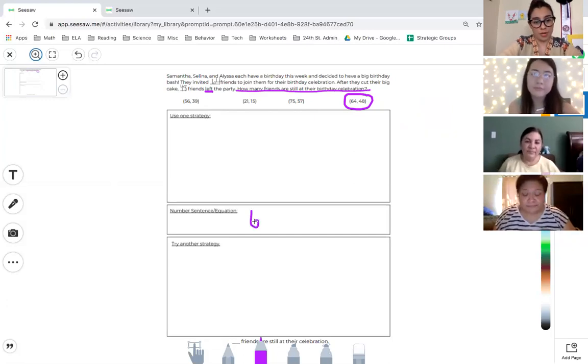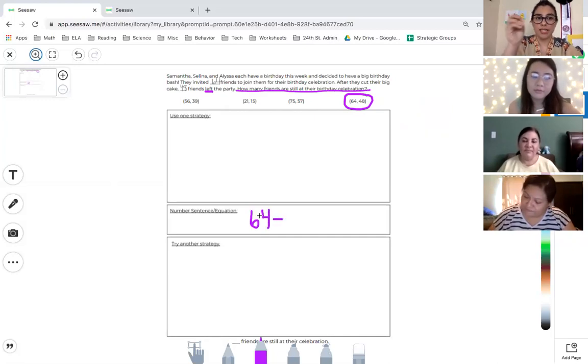Perfect. And we always subtract starting with our whole number, the largest number, which is our minuend, 64. And then we're subtracting how many friends left, right? And we know 48 friends left the party. So this would be our subtraction problem.